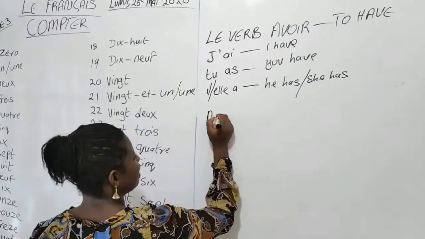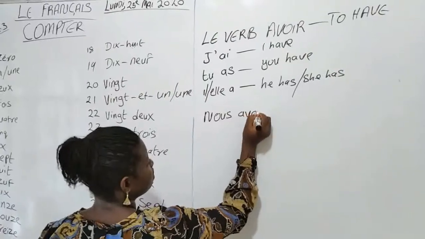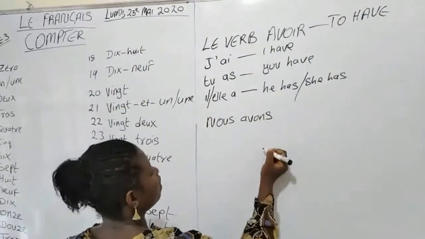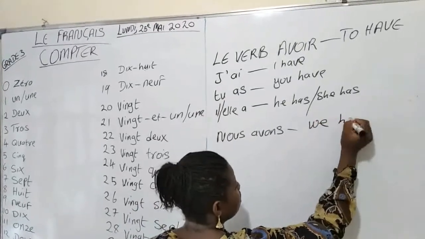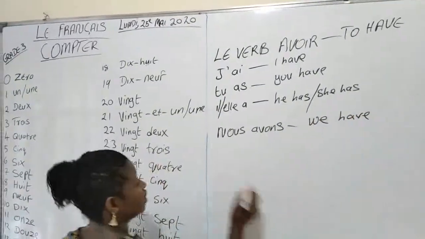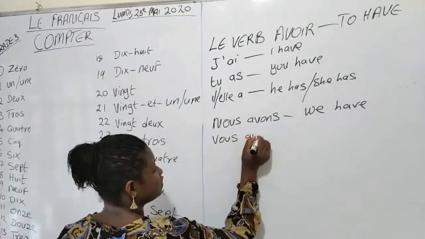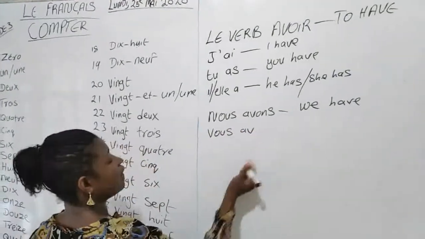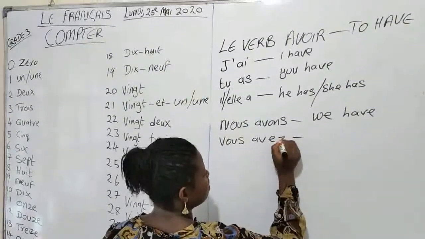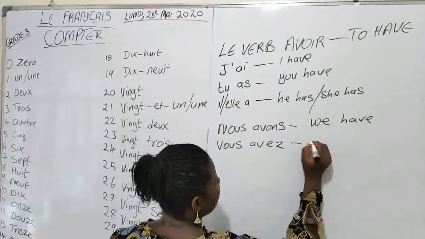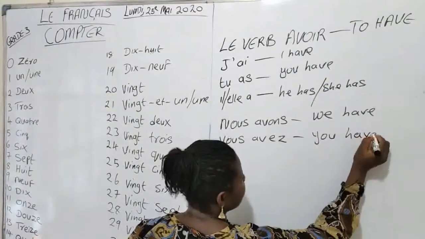First person plural. Nous avons. Nous avons means we have. We have. Vous avez. Vous avez, that's second person plural. Vous avez means you have.